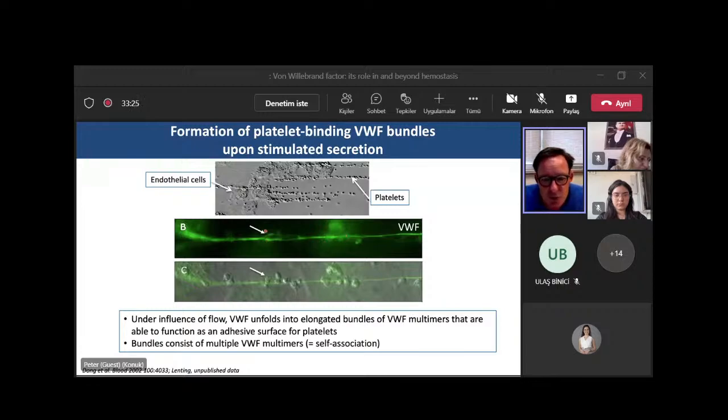And when you look in more detail, you can also see that these strings are actually composed of multiple Willebrand factor molecules. You can see here some bifurcation in the string. That means that several multimers are sticking together to make up these bundles. So under the influence of flow, Willebrand factor unfolds into these elongated bundles of multimers that are able to function as an adhesive surface for platelets. And via what we call self-association, several bundles can form that consist of multiple VWF multimers.